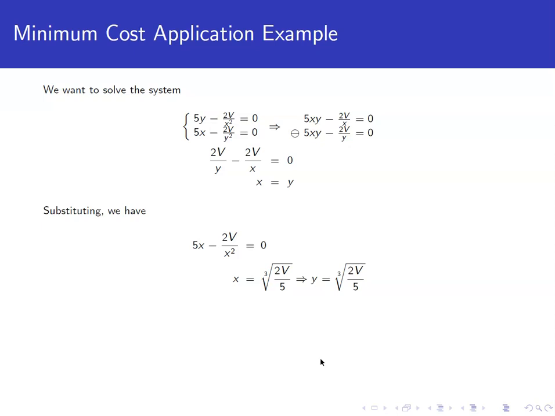Subtracting the equations, we get the equation 2V over y minus 2V over x equals 0. That happens exactly when x is equal to y. Substituting x equal to y into the first equation and solving, we'll get x is equal to the cube root of 2V over 5, which means y has to be the same value.